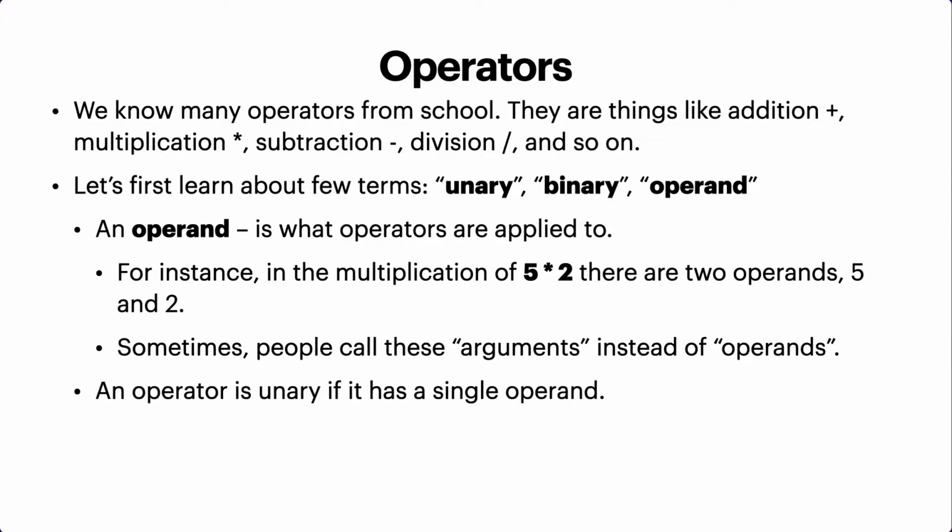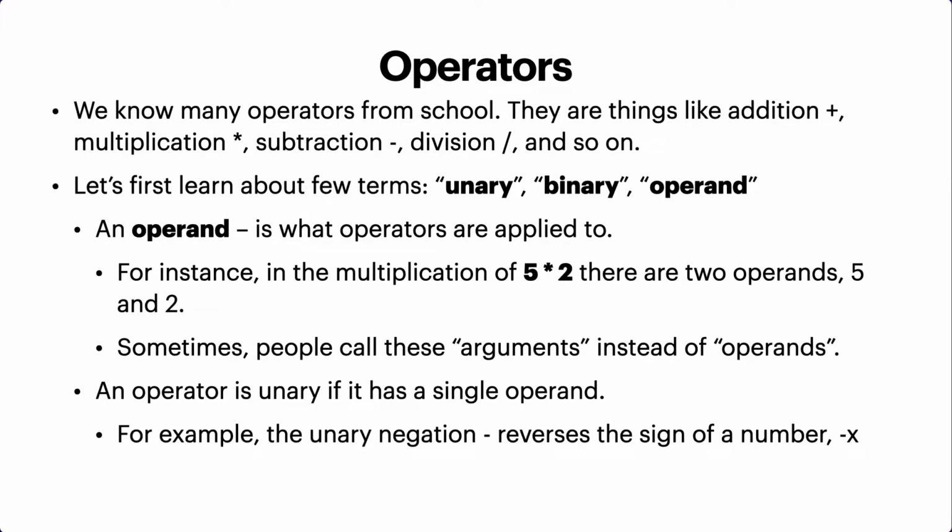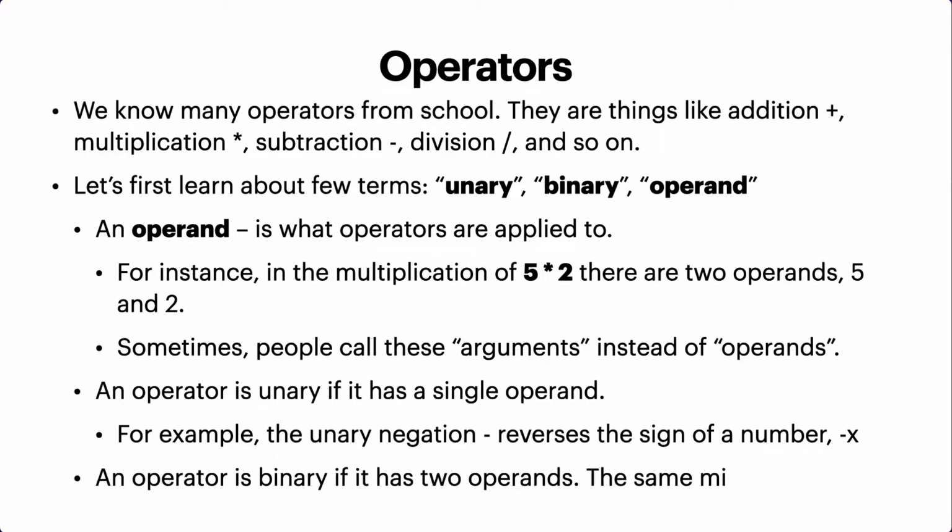An operator is unary if it has a single operand. For example, the unary negation, which reverses the sign of a number. For example, we have a number and I negate the number. I put the negative before the number, so it's just the negation of the number. So that's when we have a single operator applied to a single operand. So that's what we call a unary operator.